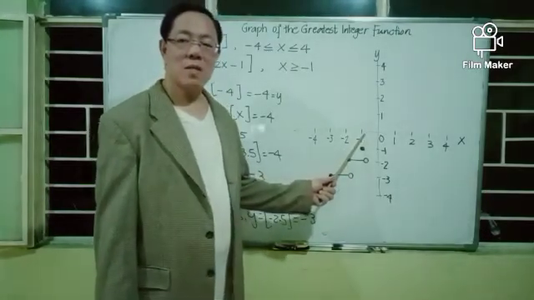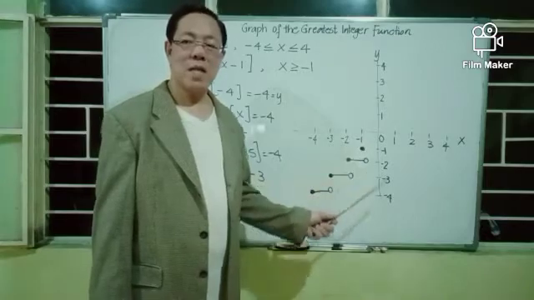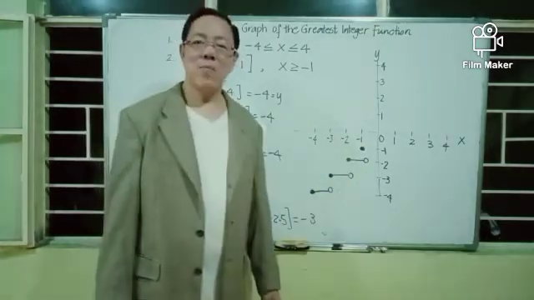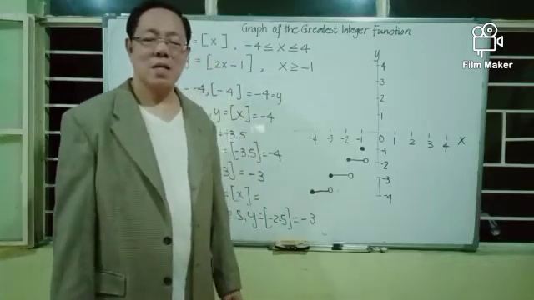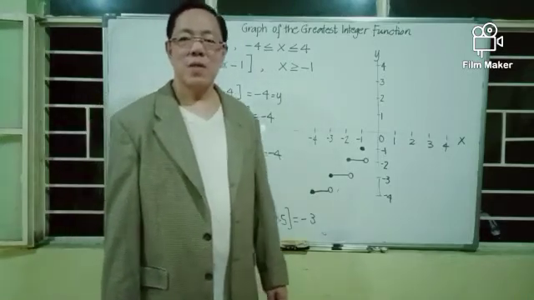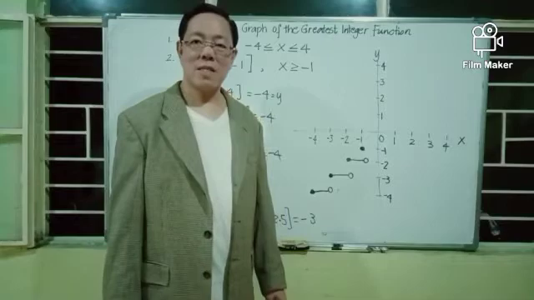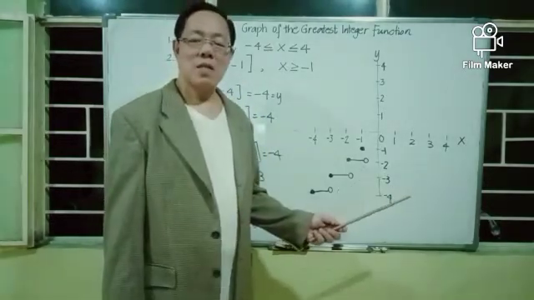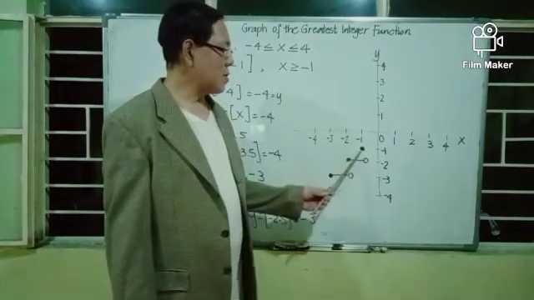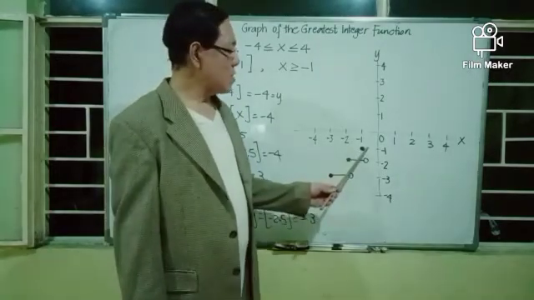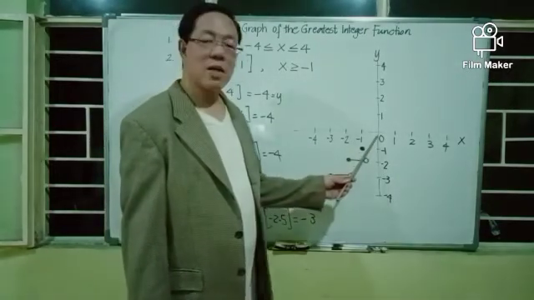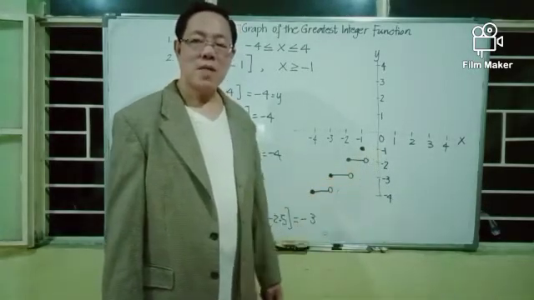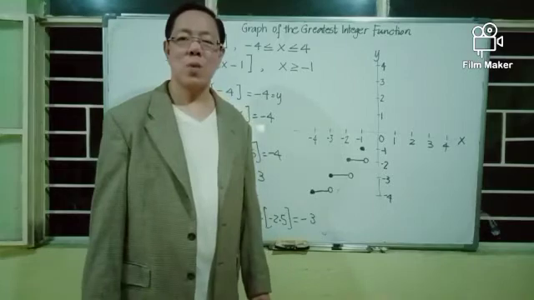If you take a real number very close to negative 1, but greater than negative 1, say negative 0.99, the floor of negative 0.99 is the largest integer that is less than negative 0.99, and that integer is negative 1. Also, if you take a real number very close to 0, say negative 0.001.